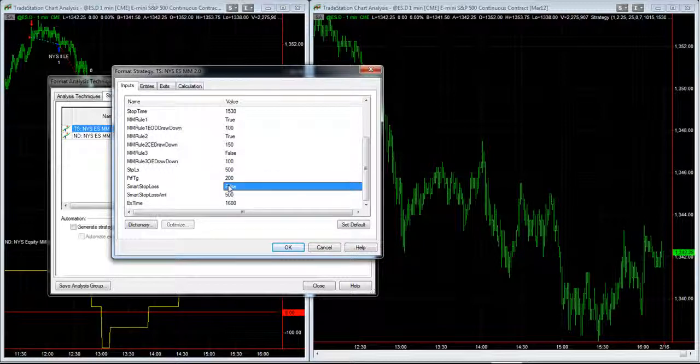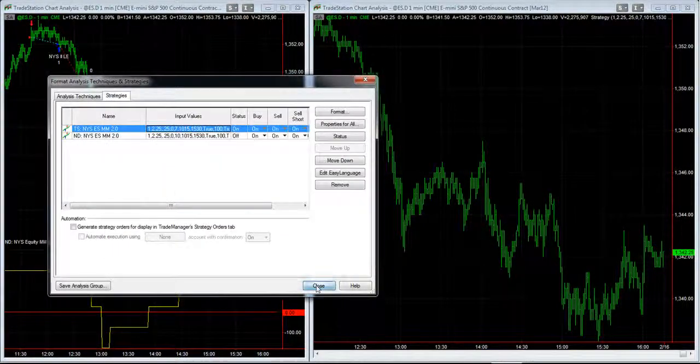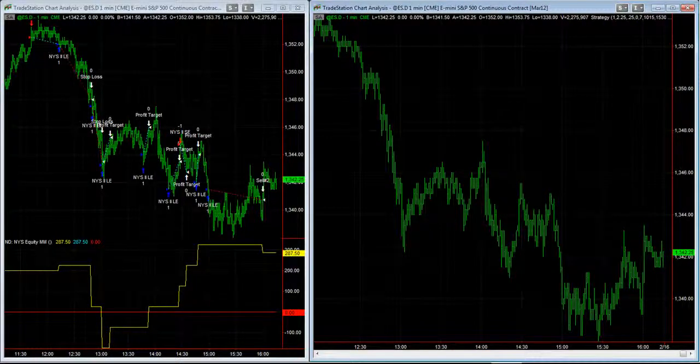We turn the smart stop loss off, and what the smart stop loss would do, it would not get into a trade if it wouldn't get out and re-enter a trade. So if it was going to re-enter a trade, it would not stop out and re-enter, generate a bunch of trades and commissions. So we just turn this off, exit at 1600. And so those are the inputs. I'm going to take a look at the results.